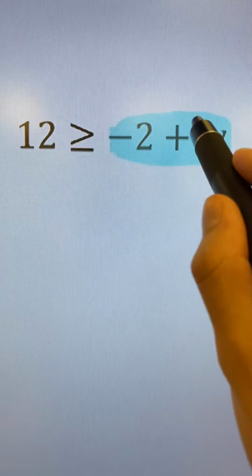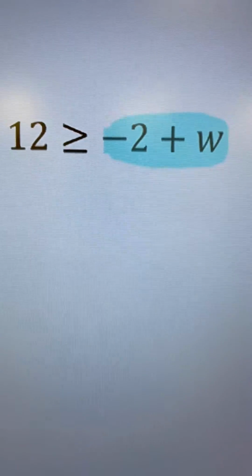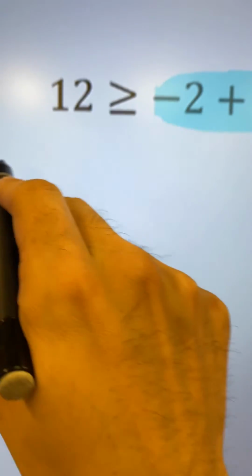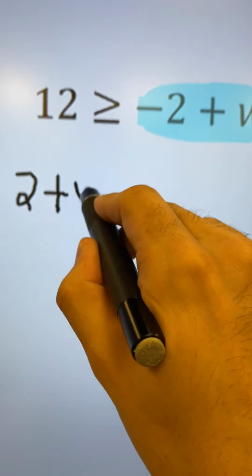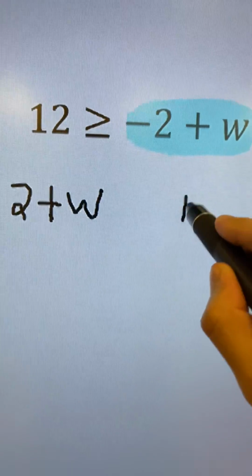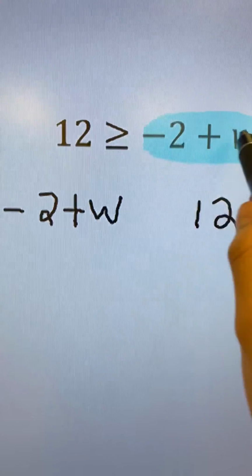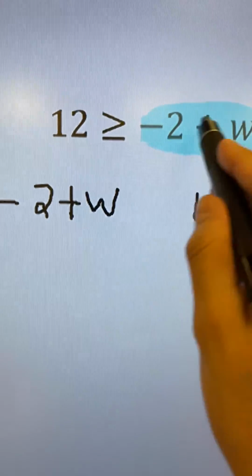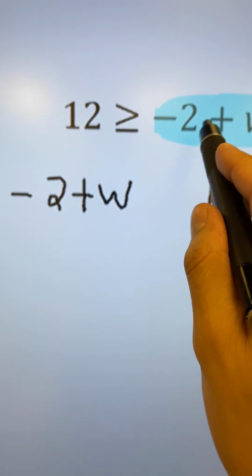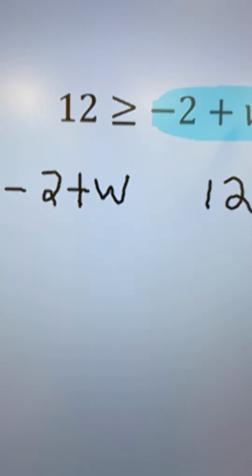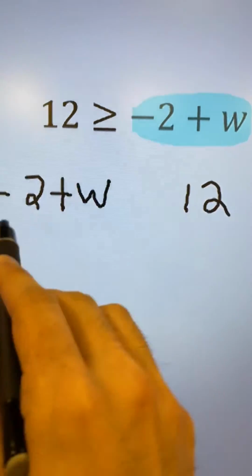So basically, imagine if I were to cut this out and I was going to move it to the other side. I would get -2 plus w, and then I'll put the 12 on this side. So I swap places. Notice that the order of these two terms stayed the same. In other words, I didn't put w minus 2. I kept it the same way. So that's why I say imagine cutting this out and just putting it over here.